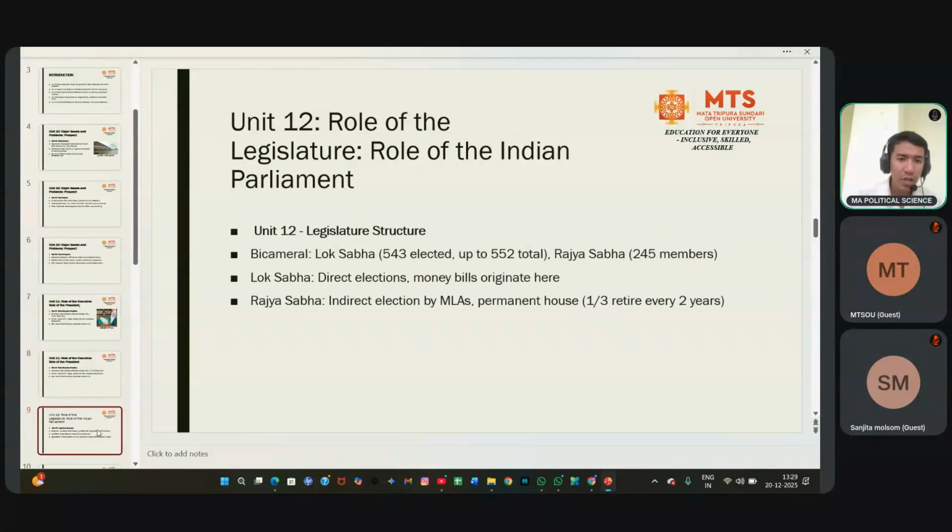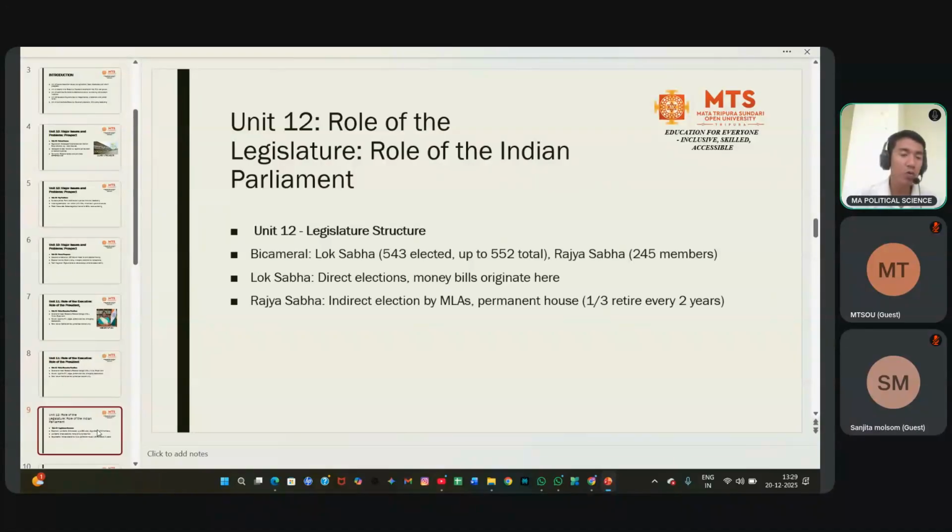Let's go to the next unit, the legislature. That was about the executive. Let us go to the legislature. What is the role and function of the legislature? India has a bicameral legislature. Bi means two. There are two houses in India. Lok Sabha, there are 543 seats, elected up to 552 total. Rajya Sabha, 245 members. Okay, very important.